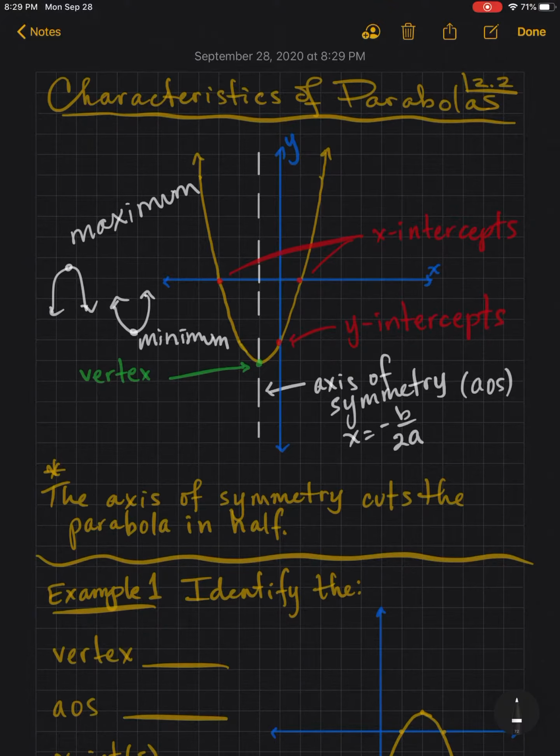Also, the axis of symmetry slices the parabola exactly in half, and very obvious but important is that the axis of symmetry always passes through the vertex. We have a special equation for the axis of symmetry, and it's x equals negative b over 2a. Very important that we say x equals, because we know all x equations are vertical lines. So it's always going to be vertical.